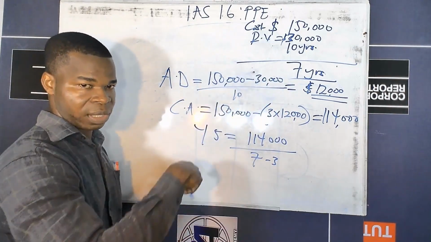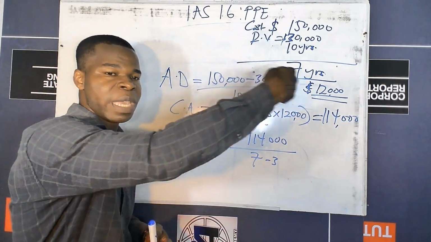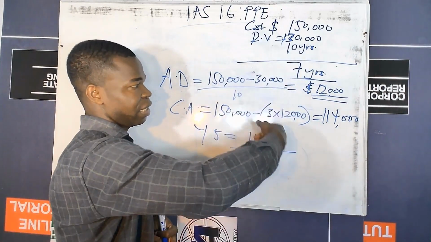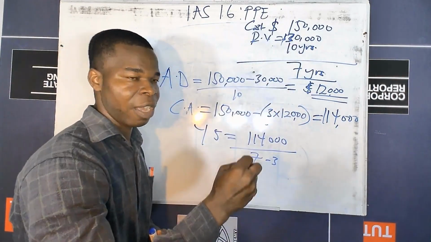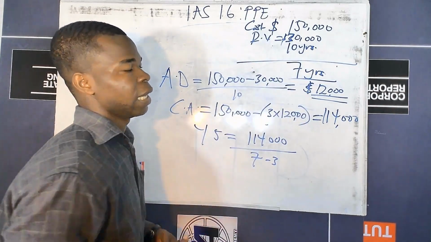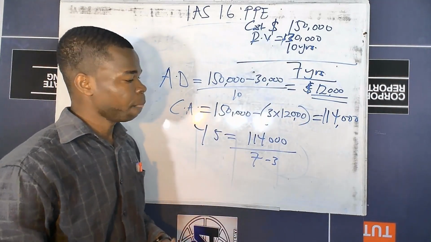We have already used it. In the previous question, they said the remaining useful life. This one, they are telling us the total useful life that is available as at the 5th year. Okay, so that is the difference over here.